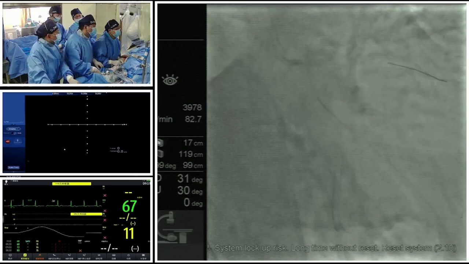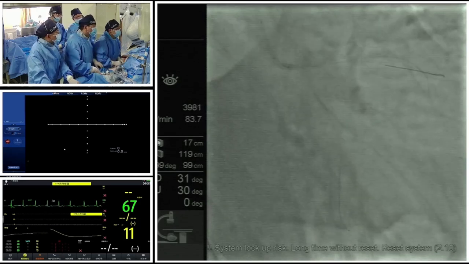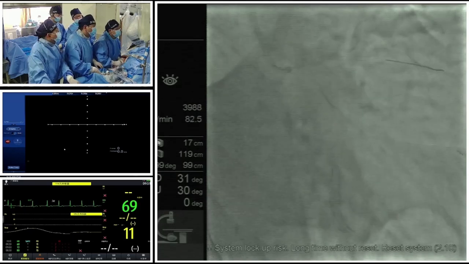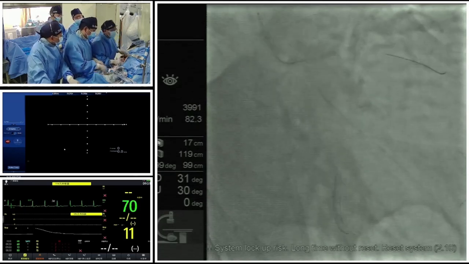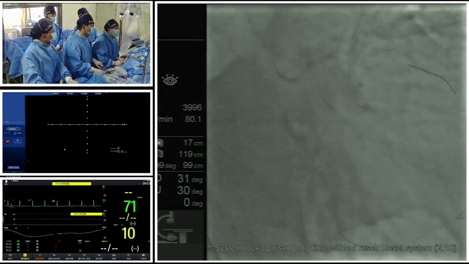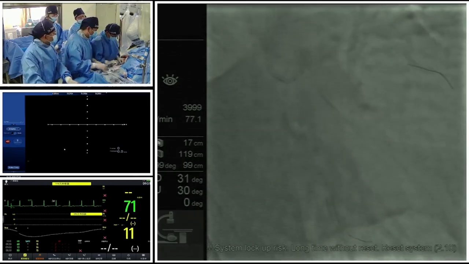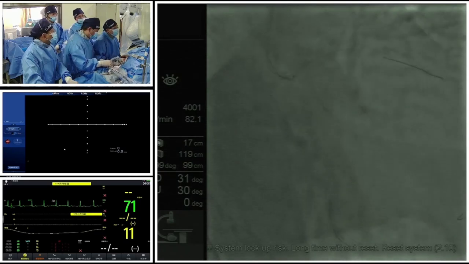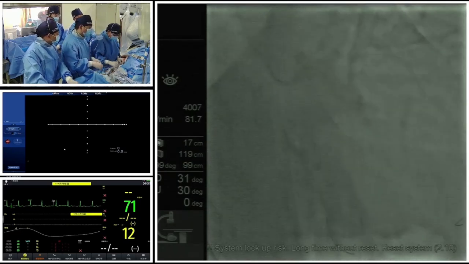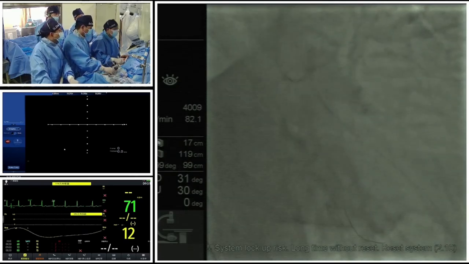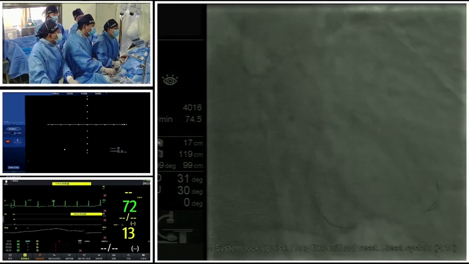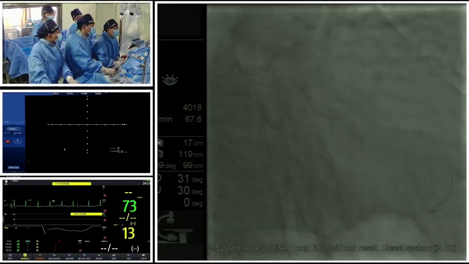But if the calcification is very severe at the ostium of the circumflex, when we try to use rotational atherectomy, we may worry about complications, right? Yeah, certainly. So for the ostium of the circumflex, what size of IVL balloon would you choose? The same balloon, 3.0? Yes.